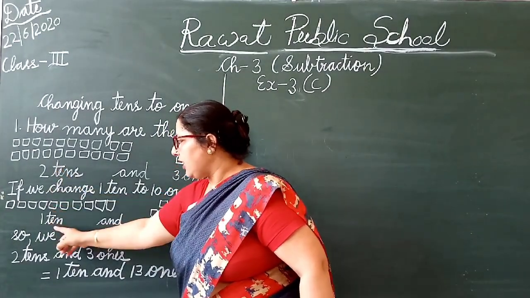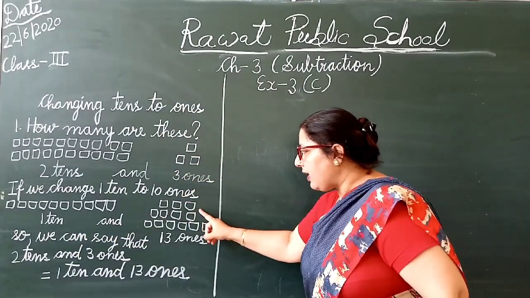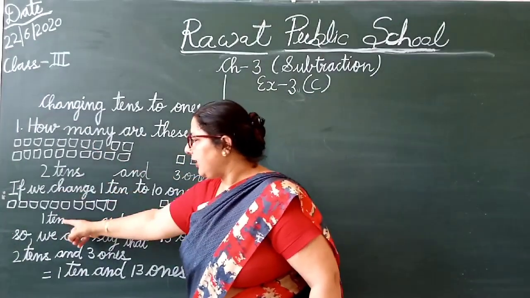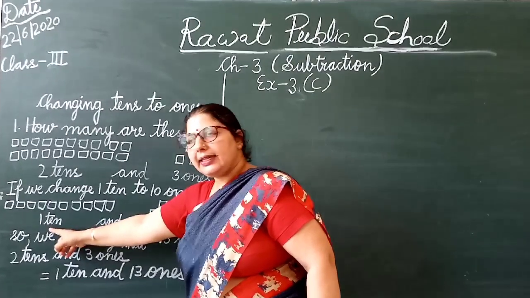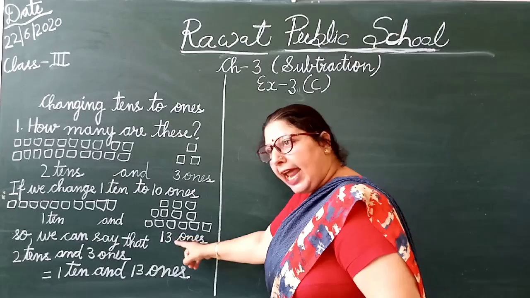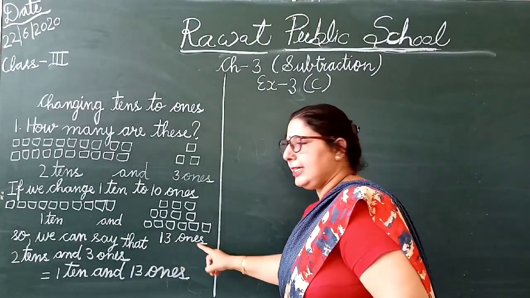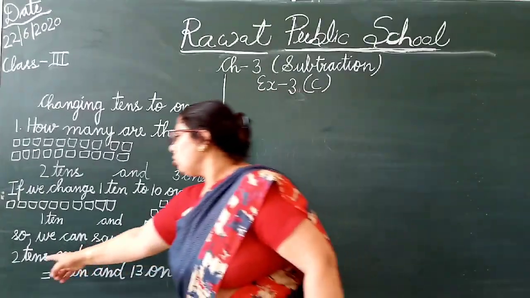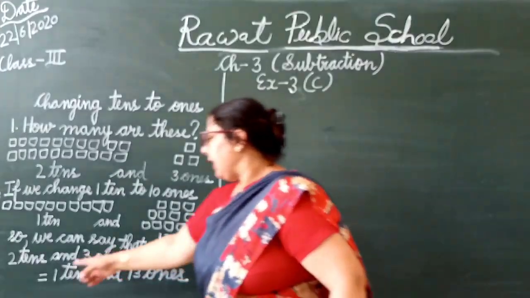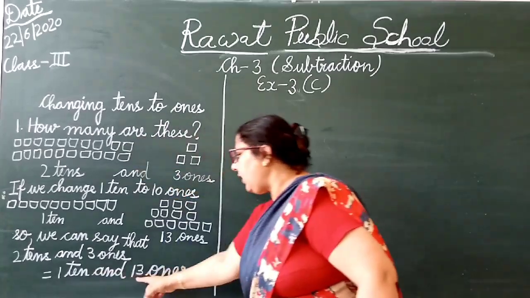यानी 2 tens minus 1 ten is equal to 1 ten and 1 ten is equal to 10 ones plus 3 ones is equal to 13 ones. अगर हम 2 tens में से 1 10 को माइनस कर देंगे तो हमारा आंसर आ जाएगा 1 10 और 3 ones में हम 1 10 means 10 ones को प्लस कर देंगे तो यहाँ पर हमारा 10 plus 3 is equal to 13 ones हो जाएगा. So we can say, तो अब हम ये कह सकते हैं कि 2 tens and 3 ones is equal to 1 ten and 13 ones.